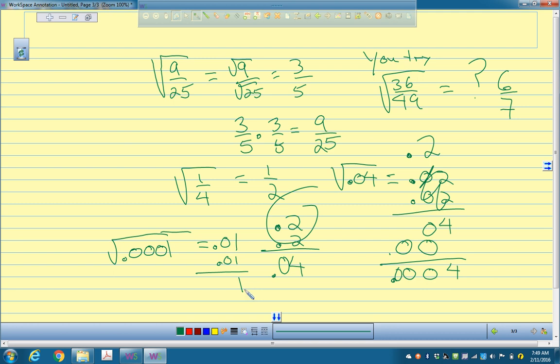So you start here, and you go 1, 2, 3, 4. So that's 0.001? I forget this stuff. I always use a calculator. Now, do you guys remember? Do you know how to use a calculator to find square roots? They don't always come out perfect, right?